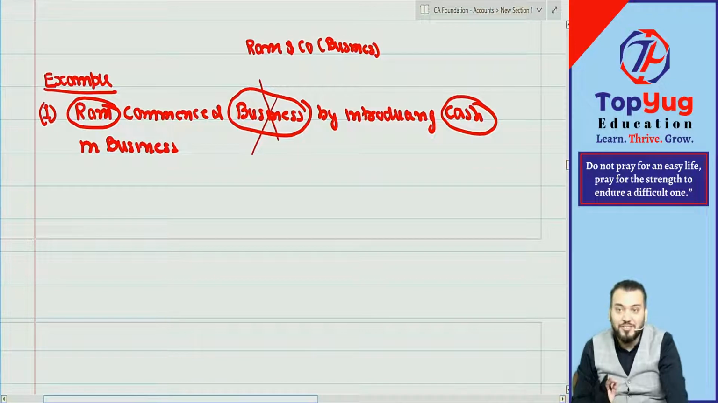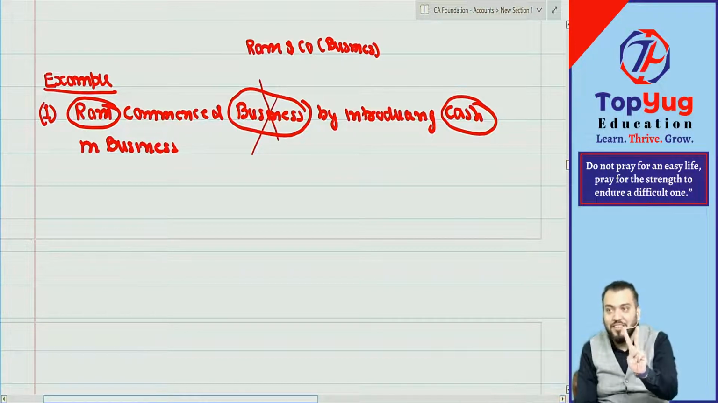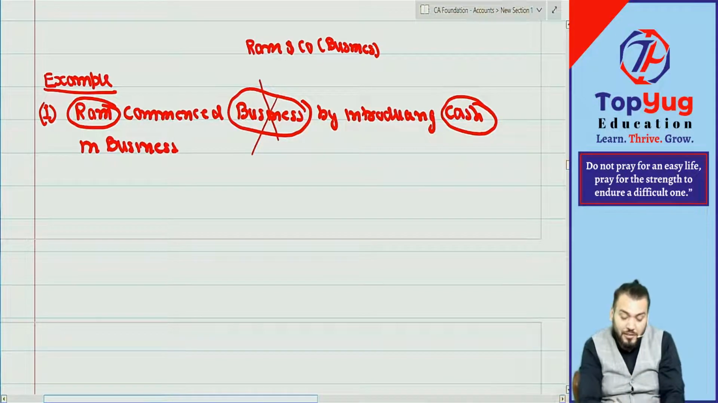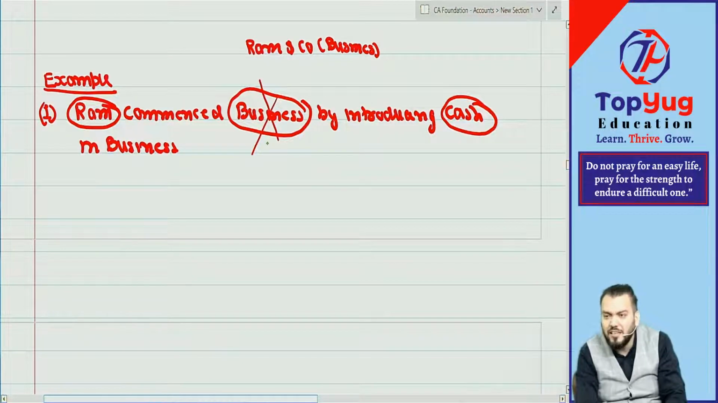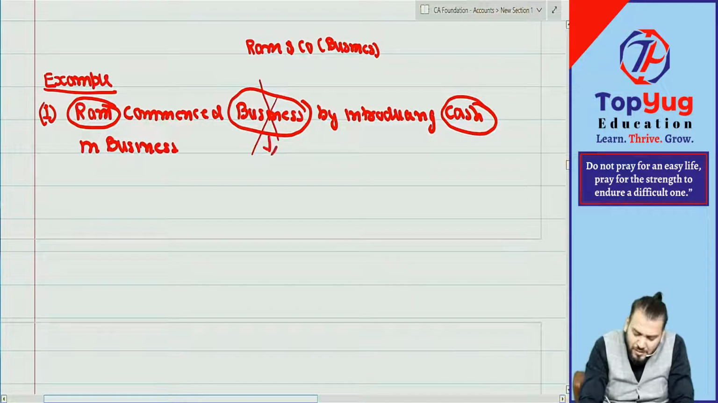Understood? So first you need to identify two aspects. Of course there were three items: Ram, business and cash. But we are doing accounting for the business. Write down the name of the business is Ram and Company. Ram Nalayak.